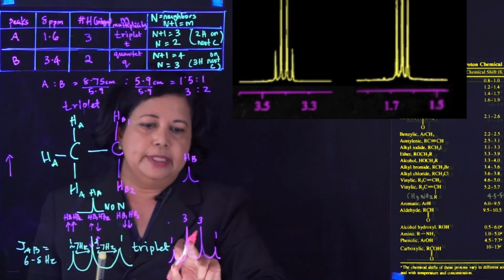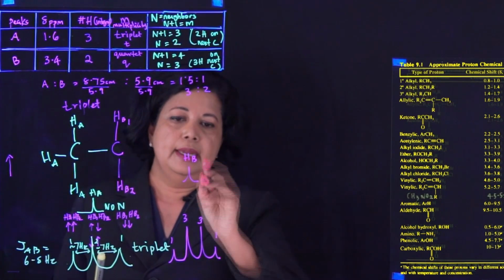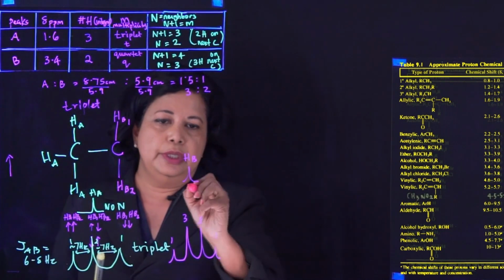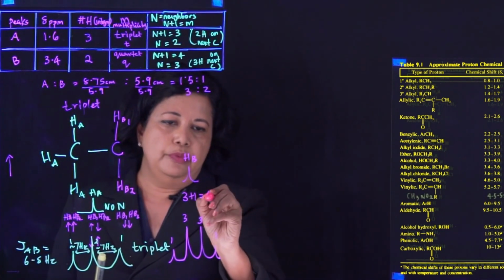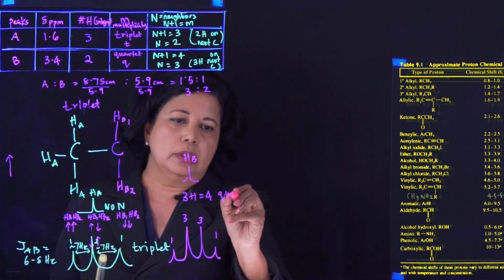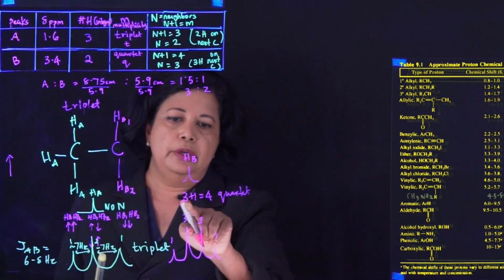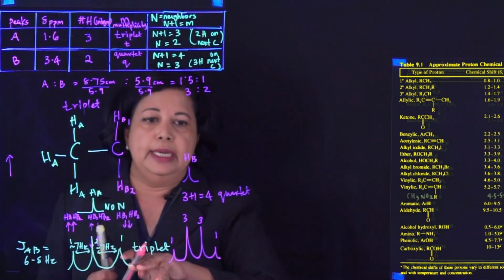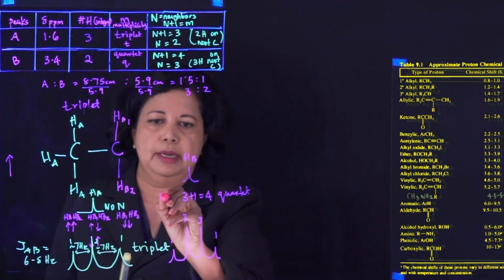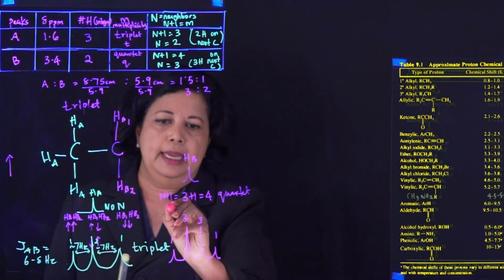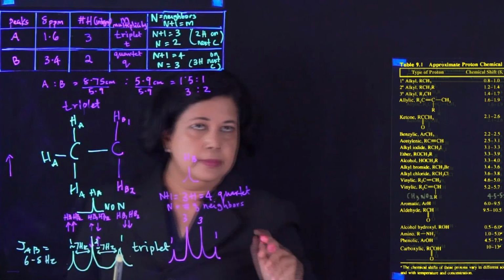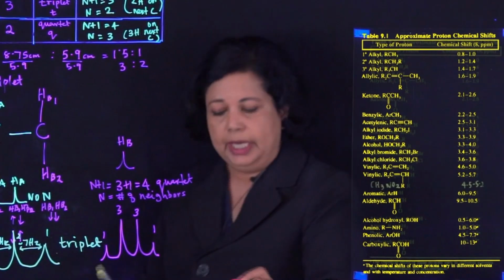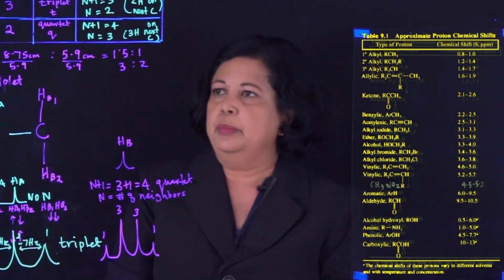And you would have the same coupling constants. And so therefore, this is going to be where 3 plus 1 would give you 4, a quartet. The 3 here is from the number of neighboring hydrogens, n plus 1. N is the number of neighbors. All right. So great. So where do we go with the bromine here?